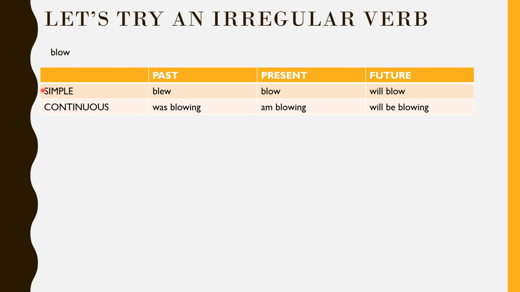Now, blow in the simple past, remember it is verb past. And then present is just the plain verb, which is blow, so we put that again. And then future is will plus verb blow. Now the continuous tense: was blowing, am blowing, will be blowing.